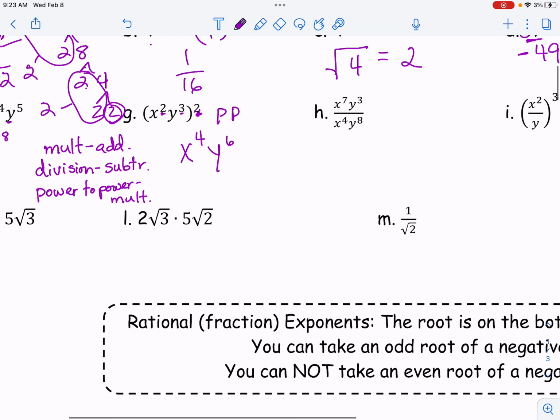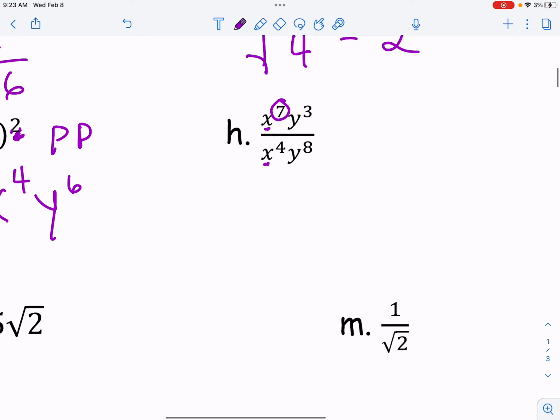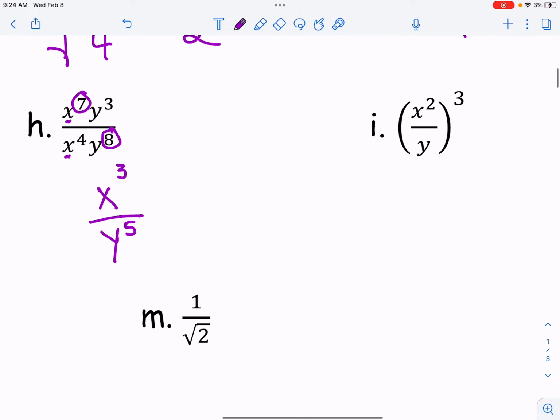This is division. So I'm going to subtract. And I'm going to put my answer wherever the largest exponent is. So between the x's, the largest exponent is in the numerator. So I'm going to put my answer in the numerator. So 7 minus 4, that's 3. The y's, the largest exponent is the denominator, so I'm going to put my answer there. So 8 minus 3, that's 5. We do not want to have any negative exponents.